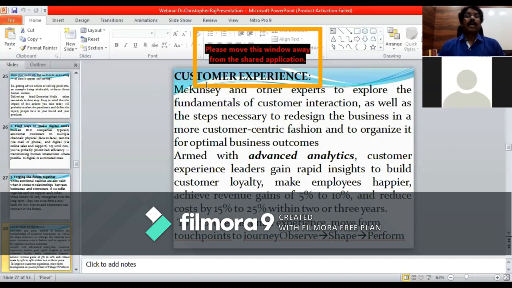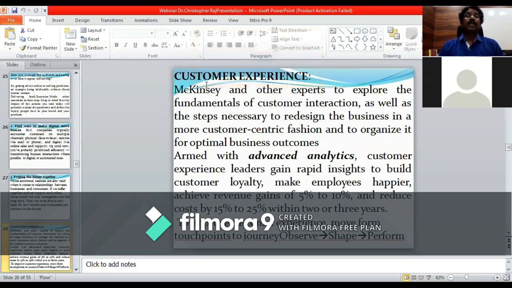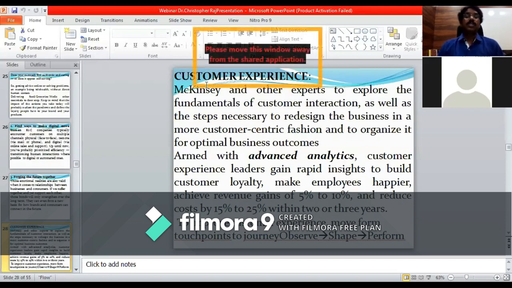Consumer as mechanism: a famous consultancy has expressed that experts can exploit the fundamentals of consumer interaction, as well as the steps necessary to redesign the business to be more consumer-centric and organize it for optimal business outcomes. Armed with advanced analytics, consumer experience leaders can gain rapid insights to build consumer loyalty, make employees happier, and achieve revenue gains of 5 to 10, 15 to 25 percent within 2 to 3 years.